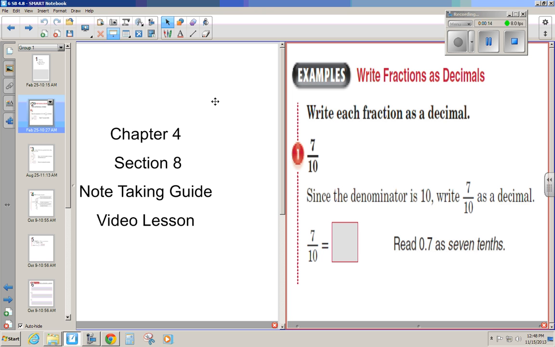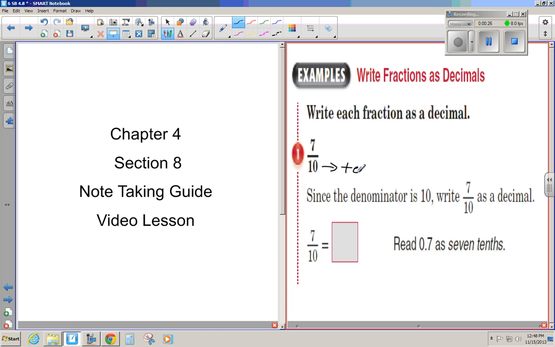There are some special circumstances where you don't actually have to do long division, where you can simply read this as 7 tenths, and then you just have to remember where the tenth place is. Here's the tenths, hundredths, thousandths, 10,000ths, and so on. So 7 divided by 10 is 0.7, or 7/10.